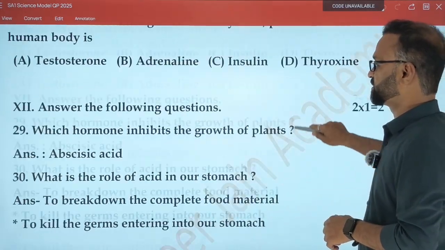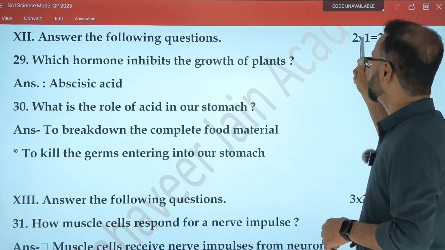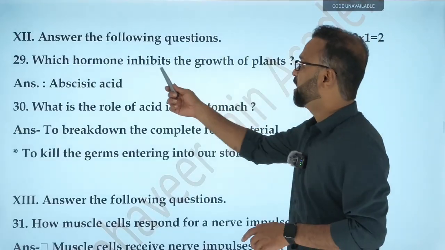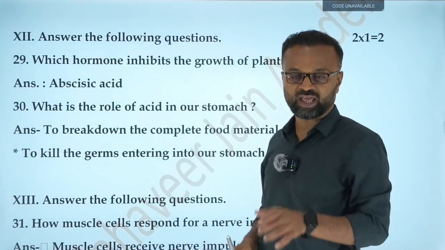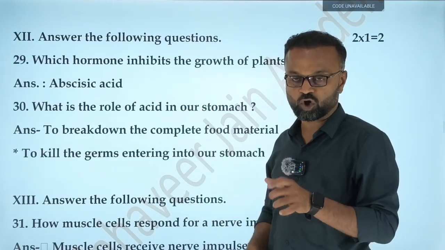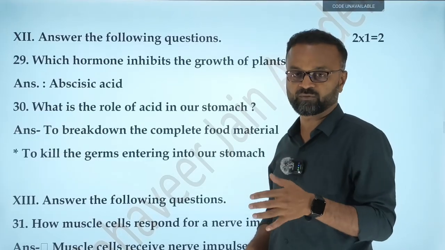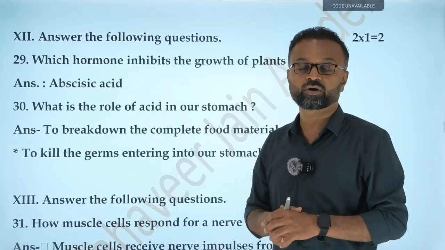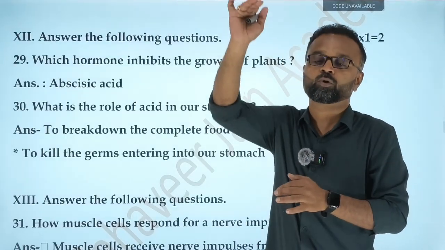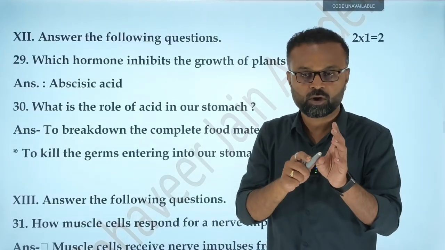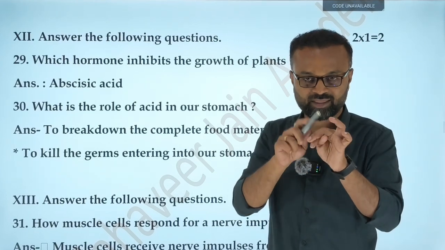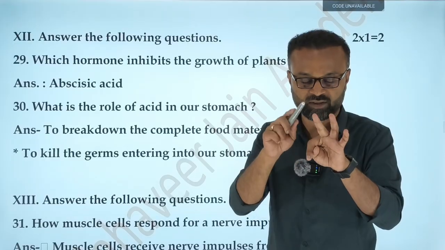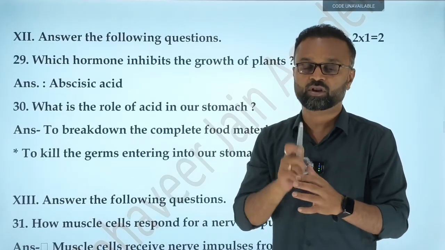2 MCQs. Next, again we have 1 mark questions over here. Which hormone inhibits? See, inhibits means stop the growth. Abscisic acid. Wilting of leaves, shedding of leaves, ripening of the fruit is done with the help of the hormone called abscisic acid, which is called a growth inhibitor. Growth promoters, which are there? We have auxin, gibberellin and cytokinin. Auxin helps in cell elongation, gibberellin in stem elongation and leaf expansion, and cytokinin in rapid cell division in the fruits and the seeds.